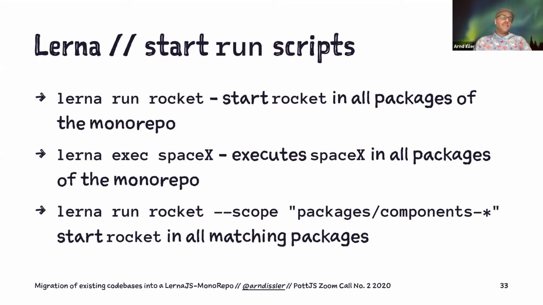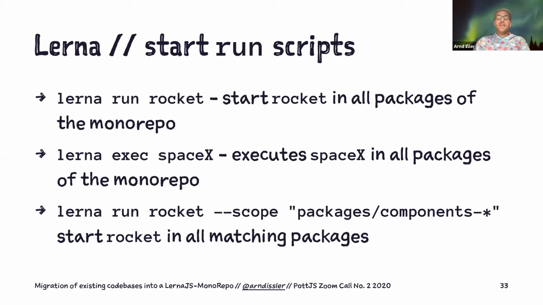The nice thing is what Lerna does with run scripts. If you type from the MonoRepo root on the command line, lerna run rocket, it starts rocket in all packages of the MonoRepo, if there is a run script called rocket. And if you say lerna exec space x, then it executes space x in all packages of the MonoRepo. This is regardless of any run script. It's just execution simultaneously in all sub packages which are maintained by the MonoRepo.